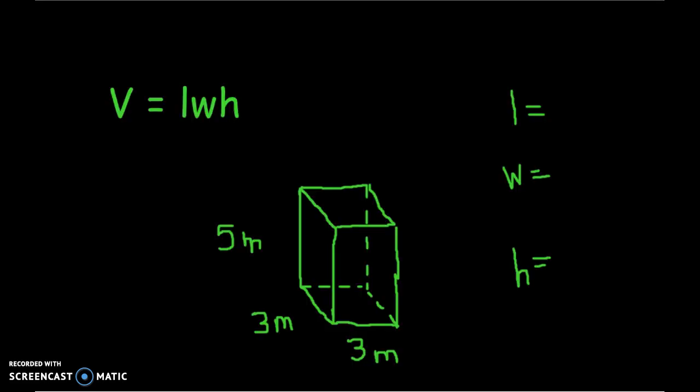So let's use our formula to find the volume of a rectangular prism. Here we have a rectangular prism, and we need to find the length, the width, and the height. So right here, we have the length, and we see that the length is 3. It's actually 3 meters. The width is 3. And the height is 5.